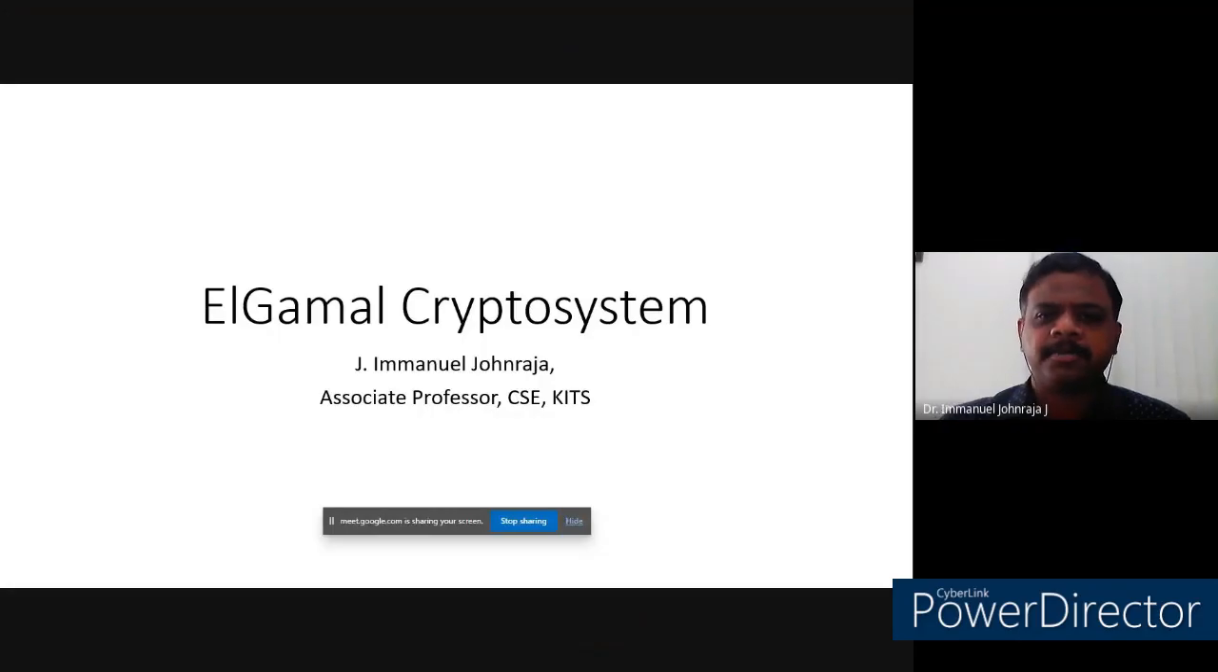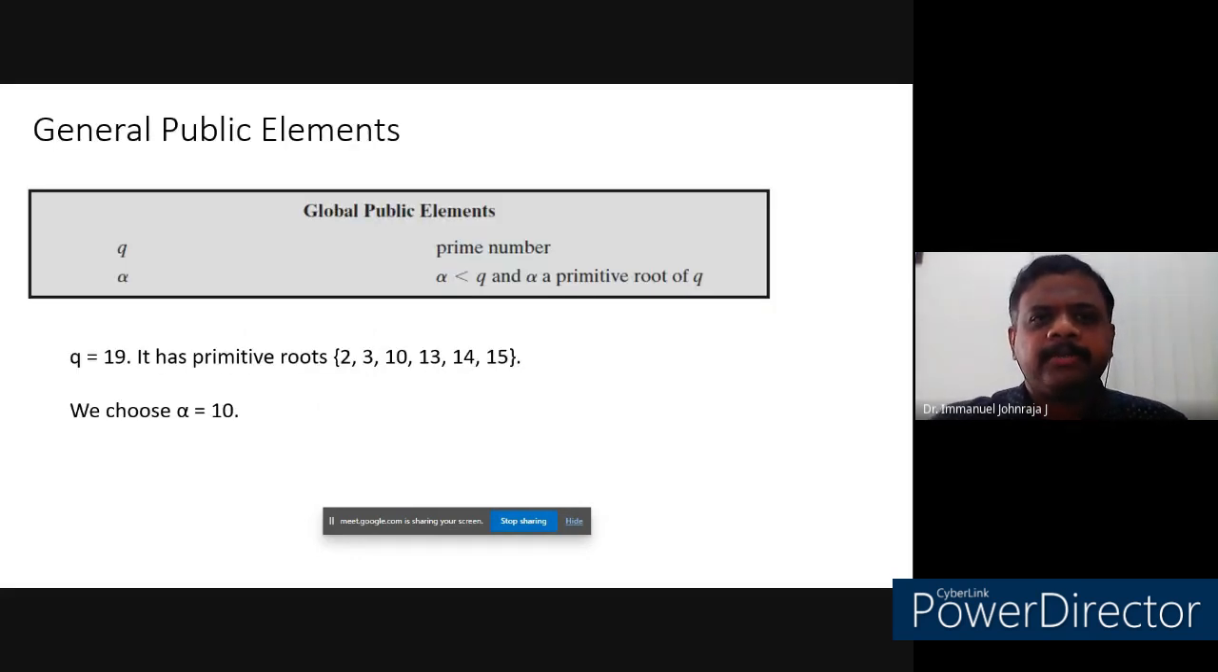The ElGamal cryptosystem is yet another algorithm which uses a public key cryptosystem, right? So something very similar to your Diffie-Hellman key exchange algorithm. We also have the concept of primitive root, and we also have the concept of multiplicative inverse. So the majority of the components you will see here are very similar to our Diffie-Hellman key exchange algorithm, right?